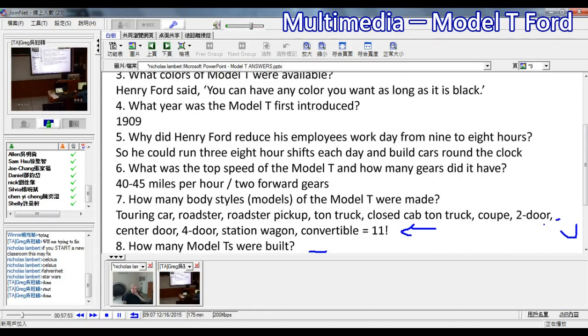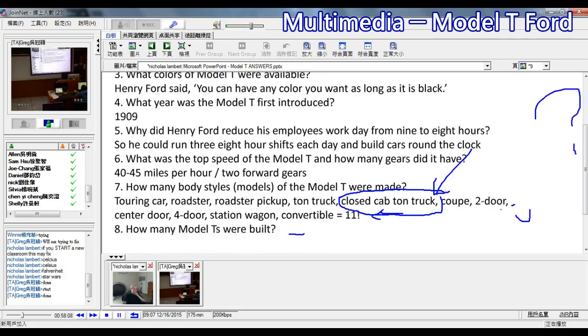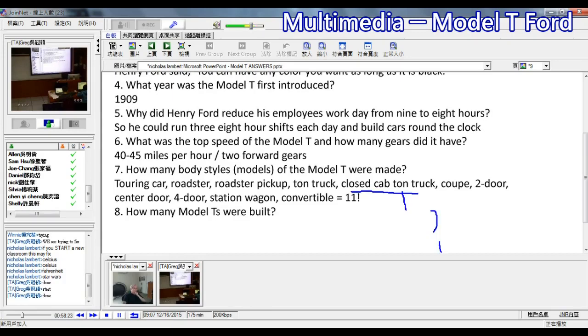How many Model Ts were built? Actually, no, just a minute. What is a closed cab ton truck? Whoever answered that question, I don't know. Can you show us? What's a ton?